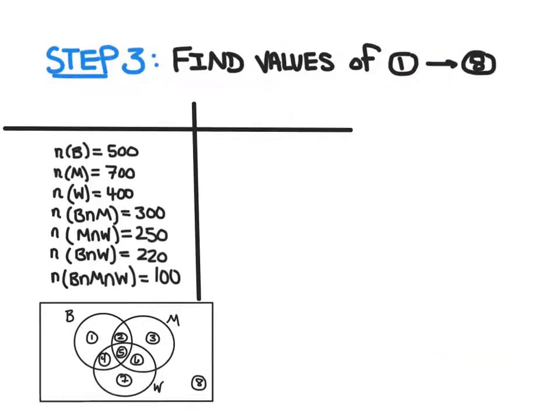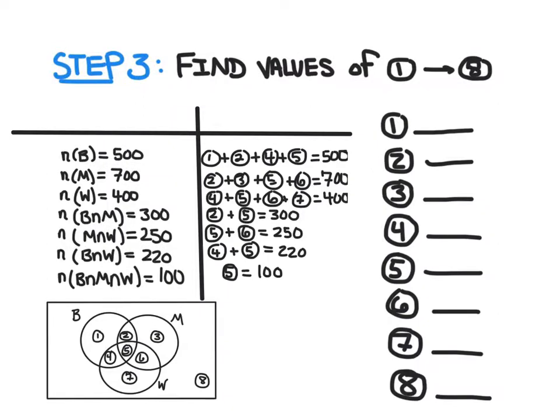Now once we have the Venn diagram set up, our job is to find the values of 1 through 8. So find the number of people that reside in that region of the Venn diagram. I have the Venn diagram here for reference, and I have all of the information that we gathered from our word problem here on the left side of this chart. What I'm going to do is fill in the right side of the chart in terms of the numbers 1 through 8, and I'll explain that in 1 second.